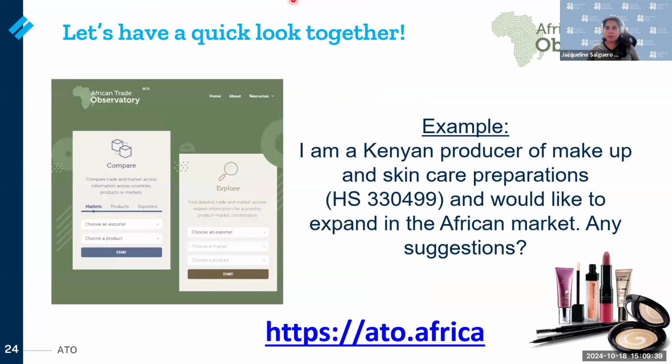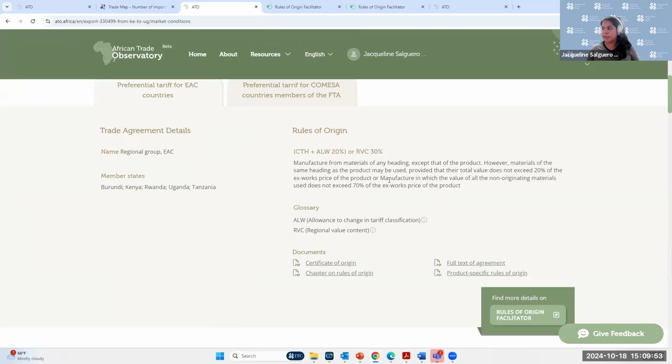No, I will just put it later. The rules of origin are different, if you recall, from one agreement to another agreement, right? And there's a lot of information. Let me maybe just go back to this one because you might not be able to see it later.